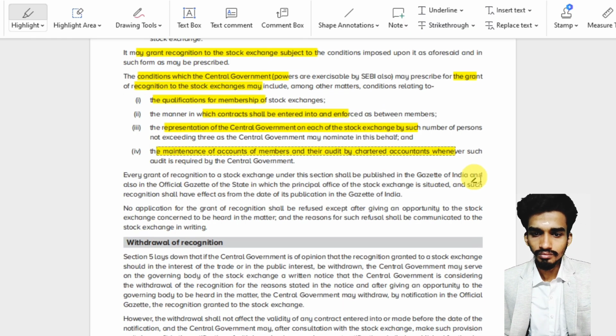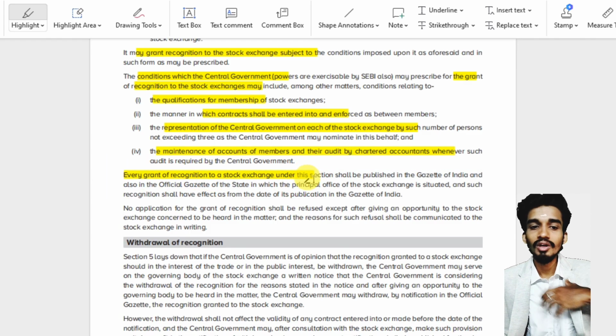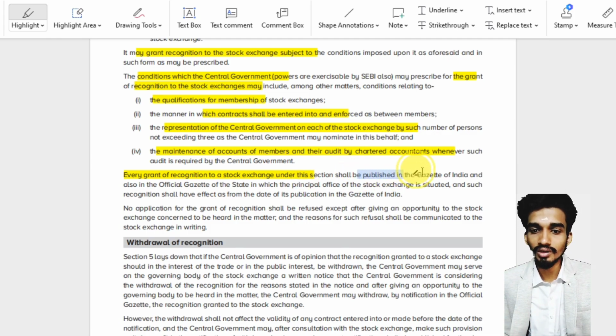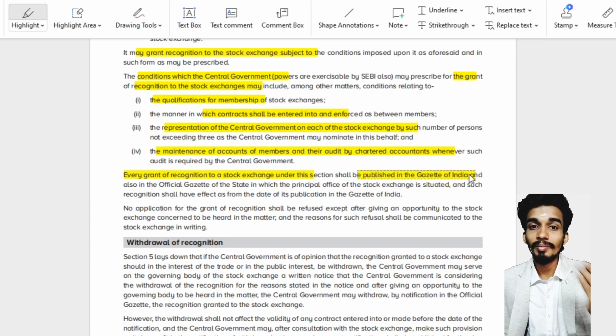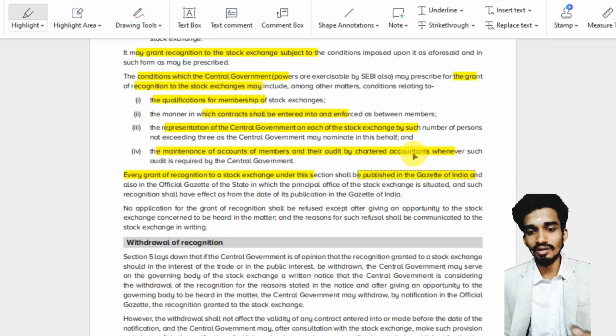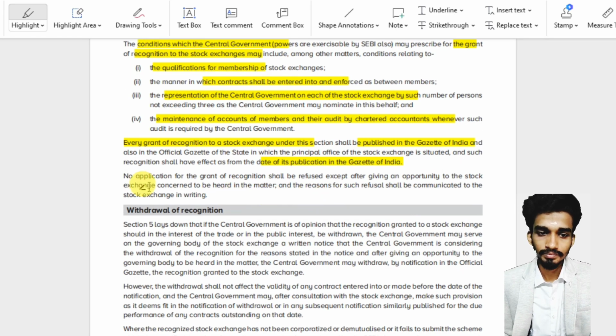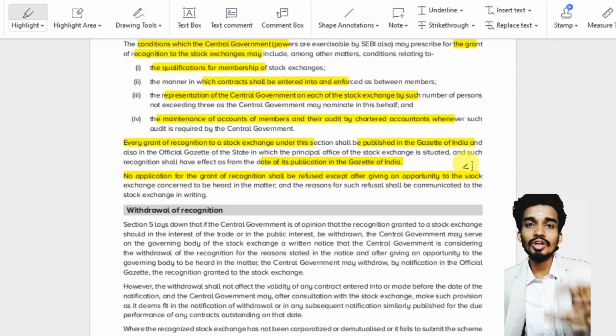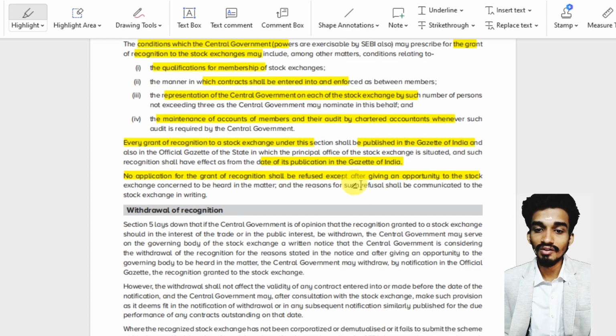Okay, so after the grant of recognition by the central government, they have to publish it in the official gazette, for the general public to know that this stock exchange has been recognized as a recognized stock exchange. And this is the main important thing: no application shall be refused without giving an opportunity of being heard. Whenever there is a refusal, they have to give the concerned stock exchange an opportunity of being heard.